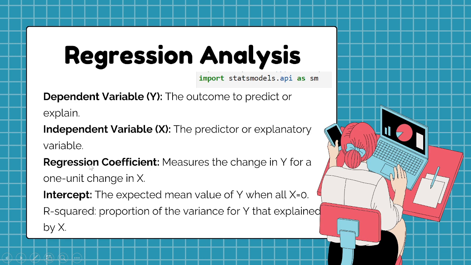This regression analysis is actually quite close to the straight line equation, y equals mx plus c. In regression analysis, there are regression coefficients. This coefficient measures the change in the y variable for a unit change in x. That is the regression coefficient. And we have the intercept, the expected mean value of y when all x values are equal to 0. Then there is R squared, which comes from the ordinary least squares method. That means the proportion of the variance of y that is explained by x.